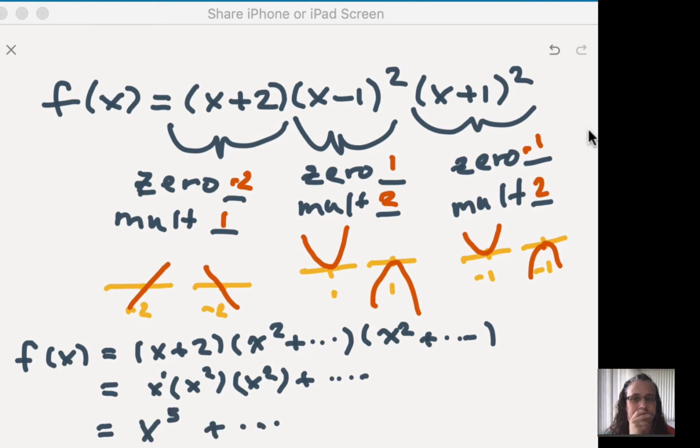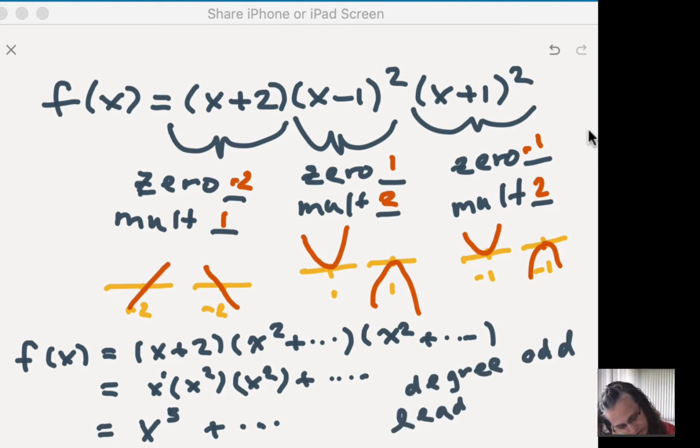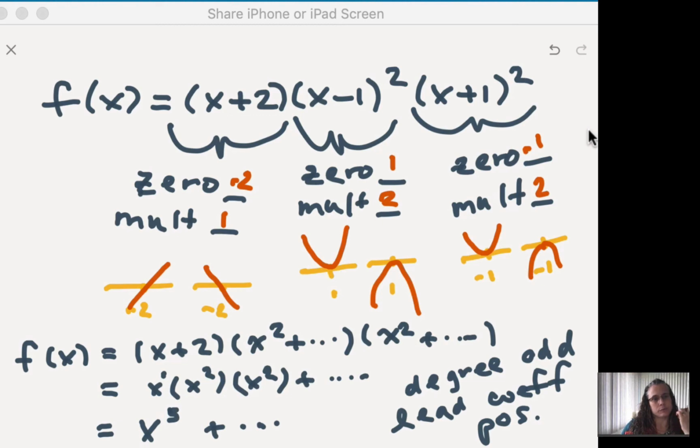And then when you multiply all that together, you're going to get x to the 5th. So you know the degree is odd, and you know that the leading coefficient is positive, right? You see where I'm getting that? And what does that tell you about the end behavior? What I like to do is think of my favorite type of odd function, which is a straight line. So what is the end behavior if I have a straight line that has a positive leading coefficient?